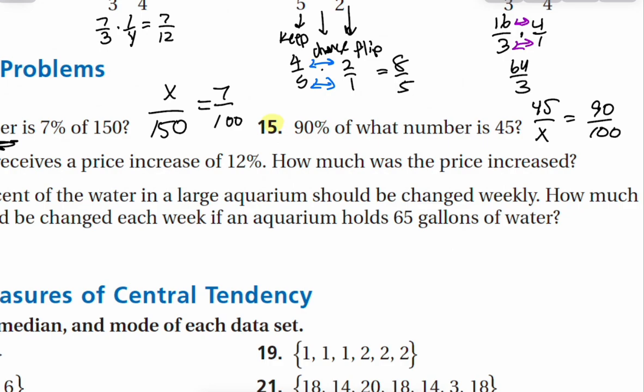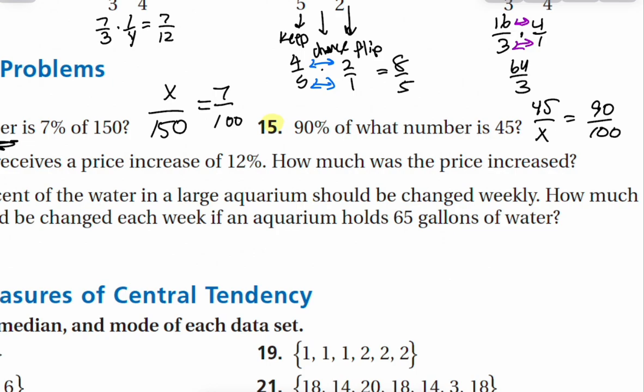So I've shown you the two setups up here on the board. Check your setup. Did you set up the right thing? Is over of equals percent over 100. If they say "of what number," your of is missing. If they say "is what number," your is missing. That's a way to check your work.